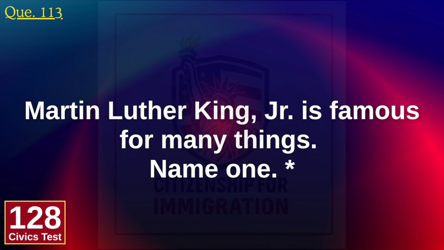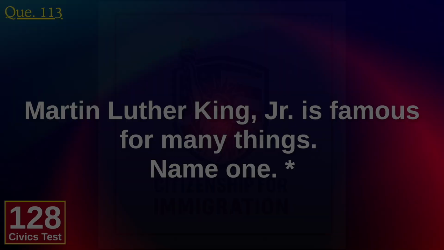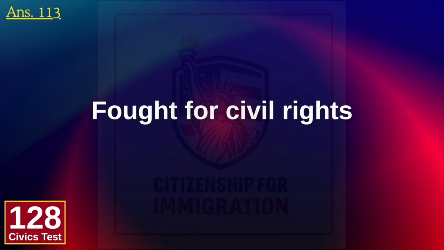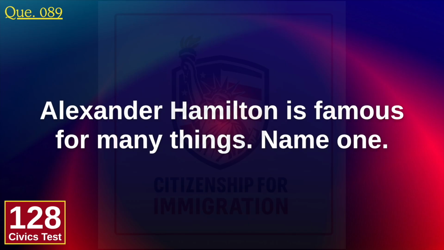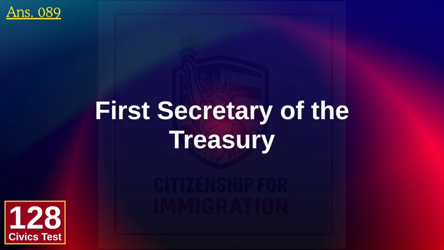Martin Luther King Jr. is famous for many things. Name one. Fought for civil rights. Alexander Hamilton is famous for many things. Name one. First Secretary of the Treasury.